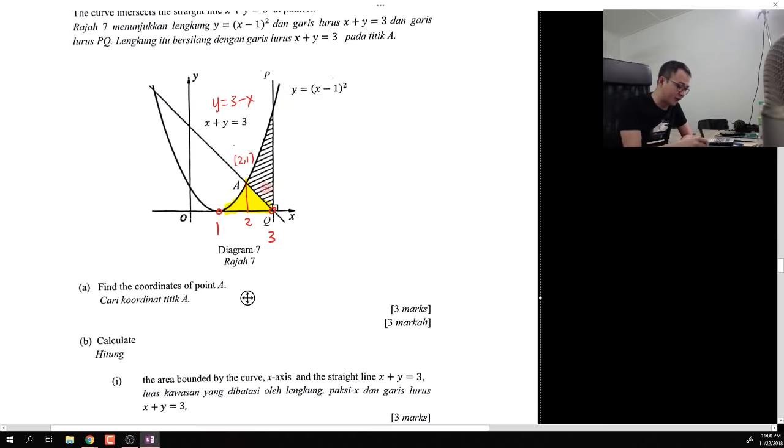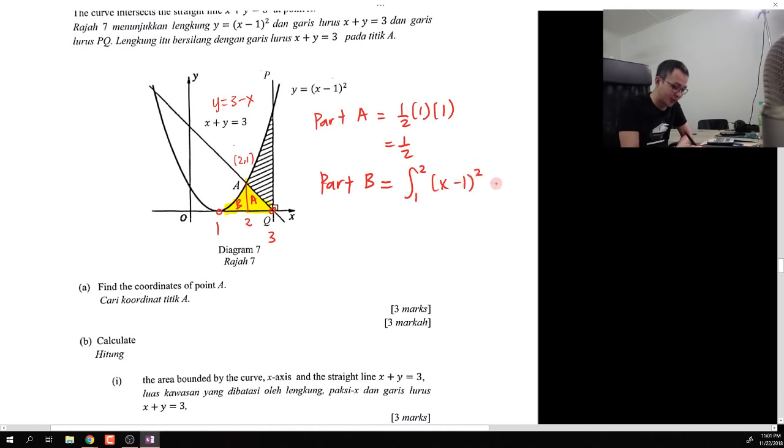Alright, so after I find the x-intercepts for the curve and straight line, now I understand this area is part A and part B. Part A here is basically the area of a triangle. A triangle is very easy. Half times base, which is 1, times height, which is 1. So part A is just equal to 1 over 2. Then I want to do part B. For part B, I will need to integrate from 1 to 2 for the curve, which is (x minus 1) squared, dx.